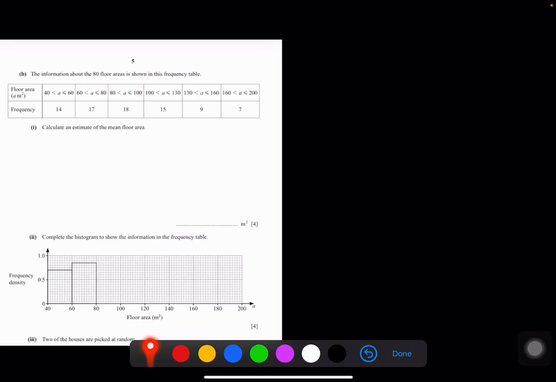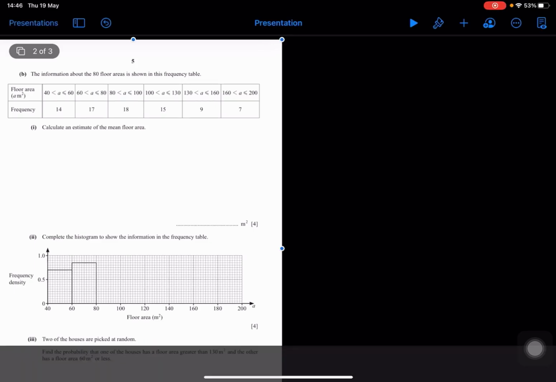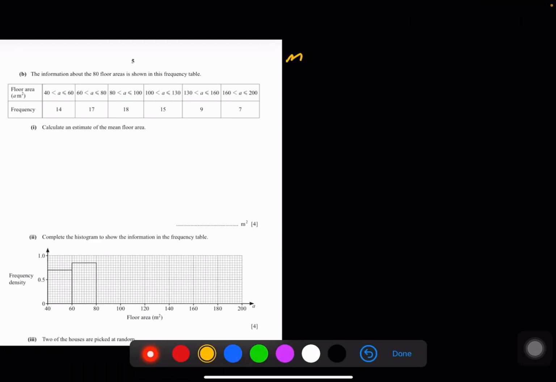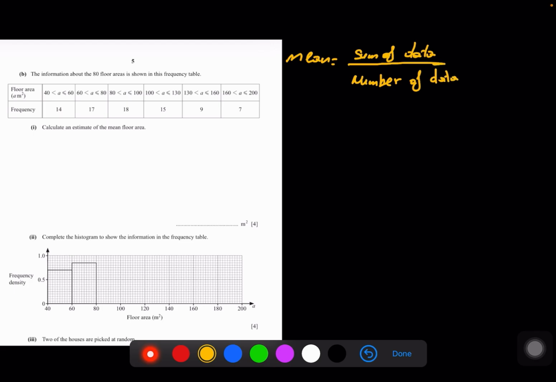This is the second part. Information about the 80 floor areas is shown in this frequency table. The floor area is given here and the frequency is given there, for a total of 80 houses. Calculate an estimate of the mean floor area. Firstly, we have to write the formula for the mean. The mean is the sum of data divided by the number of data. This is the formula for the mean.